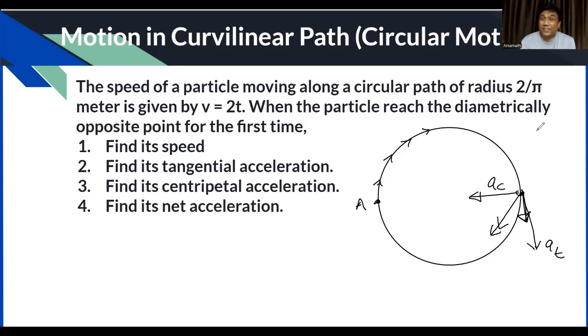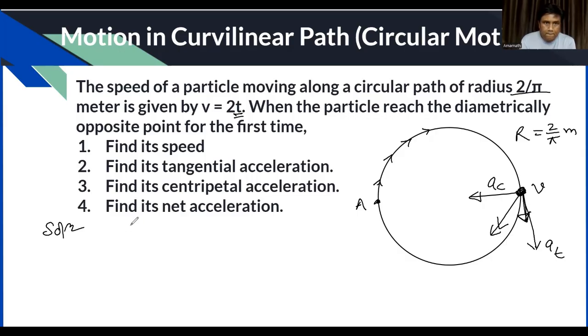And now this time actually the radius of curvature is given. Radius of curvature is given. This is 2 by pi. So I don't know exactly at this point what the speed is. Because here time is given, but in the data they are giving the diametrically opposite point. So how to solve it, you see.